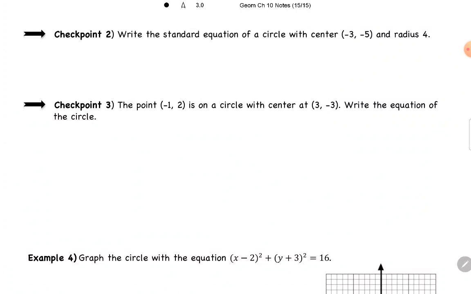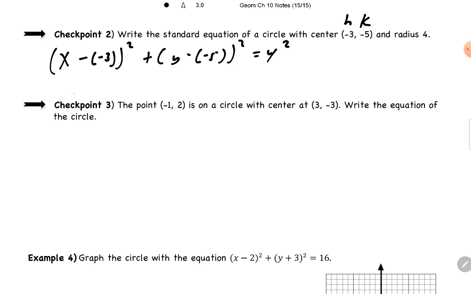Okay, write the standard equation of a circle with -3, 5 as my center and radius 4. Okay, so x minus -3 squared plus y minus 5 squared equals 4 squared. So this will be x plus 3 squared plus y plus 5 squared equals 16.